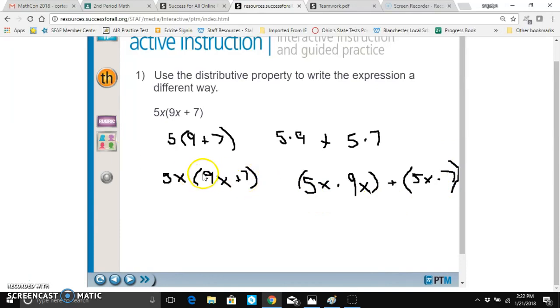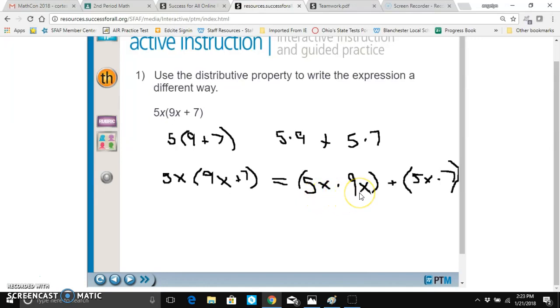Now, this problem here is equal to this problem here. They are equivalent because the distributive property says you can distribute the 5x with the 9x to make 5x times 9x, and you can distribute the 5x with the 7 to make 5x times 7, and the operation that's inside the parentheses goes in the middle of those two. Now, they're going to expect you to simplify this part. You cannot simplify this part because you're not allowed to add 9x with 7. They're not like terms. So this problem here is already simplified, but we can simplify this one.